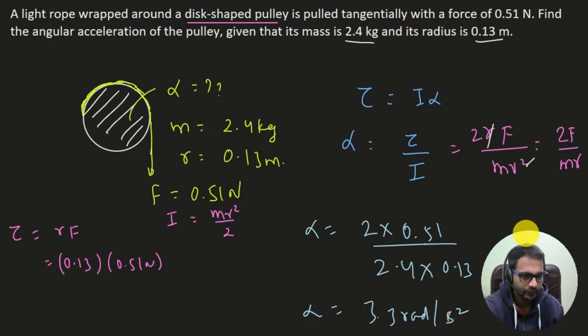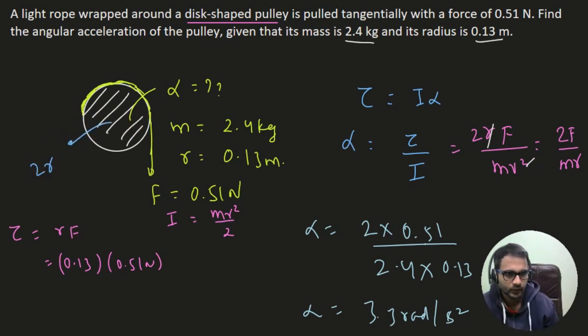So this is alpha. Now one question for you. How would the angular acceleration change if this radius becomes 2 times R and other terms remain the same? That means the mass remains the same, force applied remains the same, just the radius of the disc becomes 2 times. Then how would the angular acceleration change? This is what you have to tell.